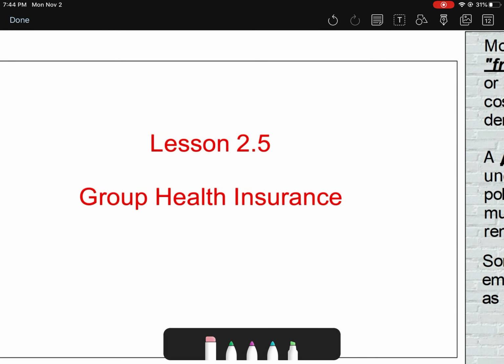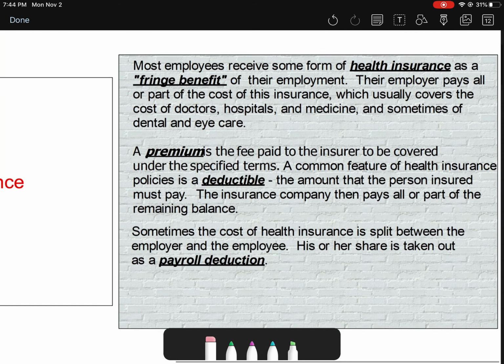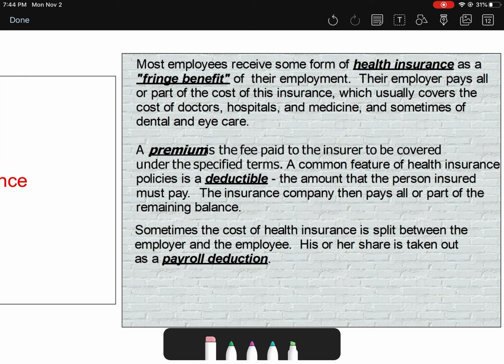Okay, we're going to start lesson 2.5, which is on group health insurance. Most employees receive some form of health insurance as a fringe benefit of their employment. Their employer pays all or part of the cost of this insurance, which usually covers the cost of doctors, hospitals, medicine, and sometimes dental and eye care.